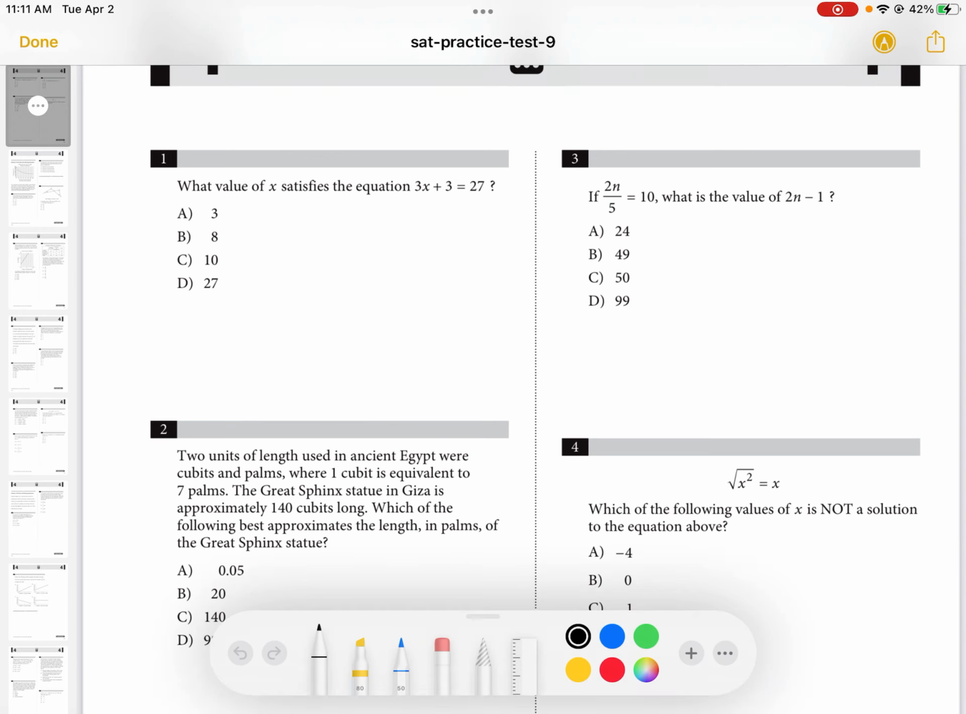Number 1, what value of x satisfies the equation 3x plus 3 equals 27? Subtract 3 from both sides. 3x equals 24. Divide by 3, x equals 8. Okay.